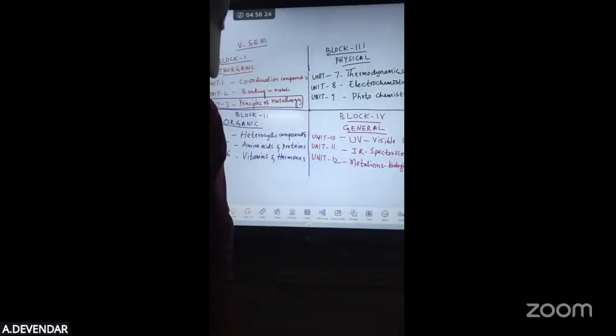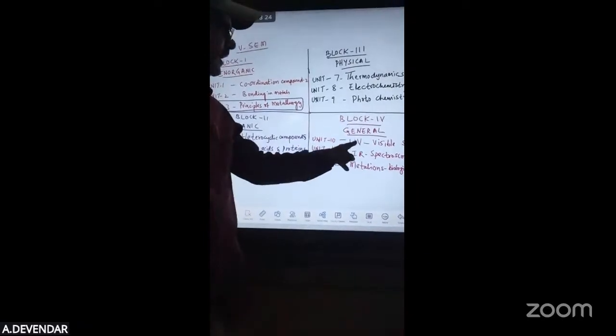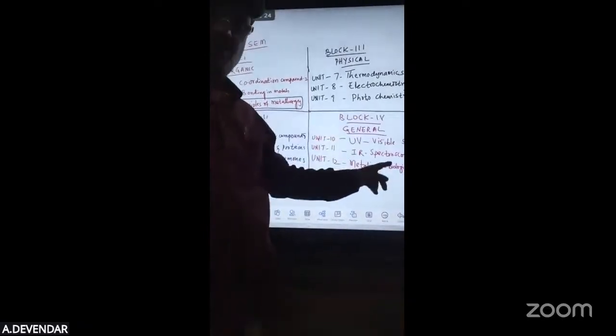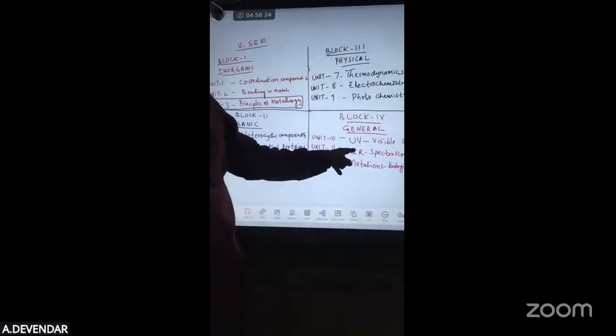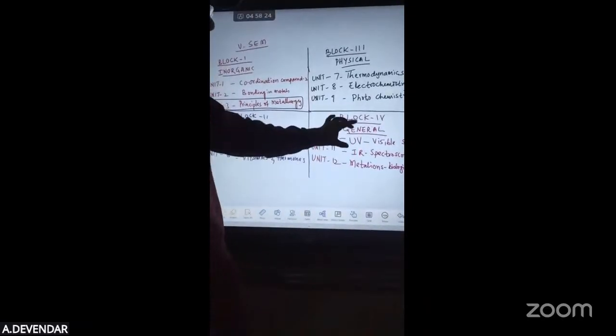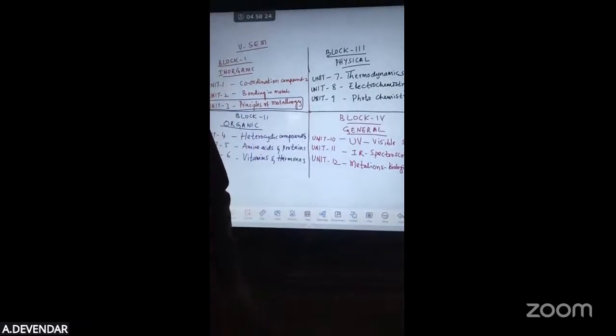Okay, fine. Now coming to ultraviolet spectroscopy, visible spectroscopy, and infrared spectroscopy. These two or three spectra you are having of that one. Then the fourth topic, that is the fourth block.